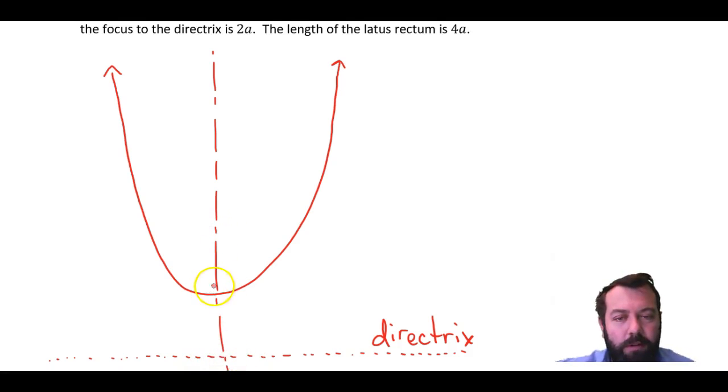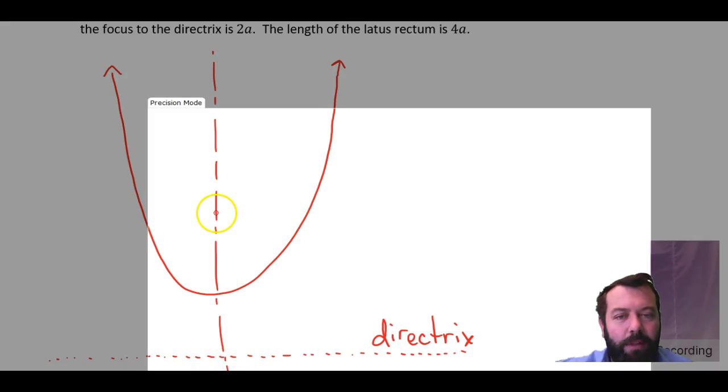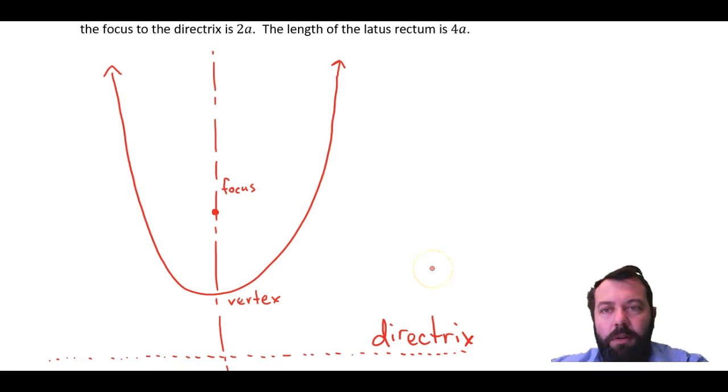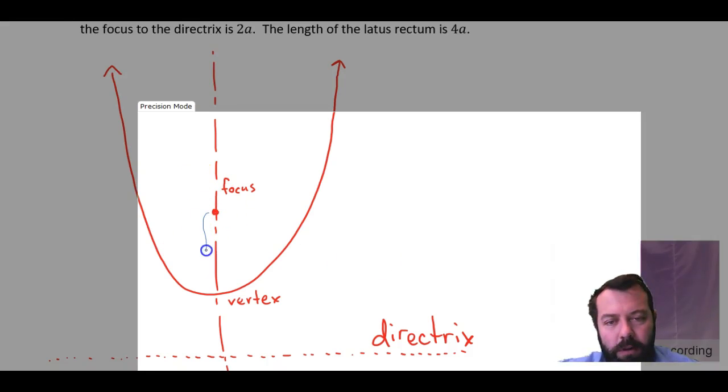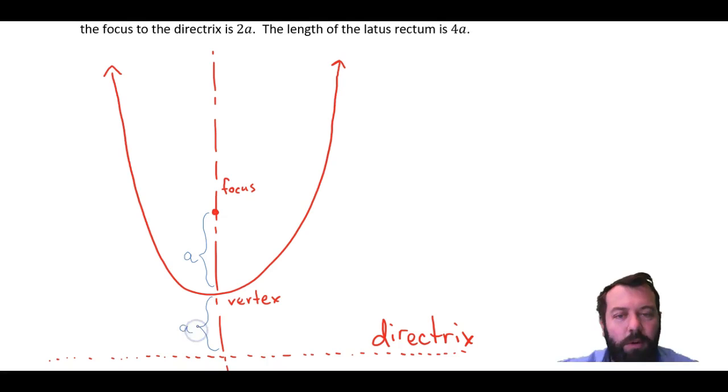Now my parabola is halfway between the directrix and a point, so I've got this distance here, go the same distance up here, and this will be my focus. Right, that's my focus. And this here is my vertex. The distance from the focus to the vertex is called the focal length. We call it a. And from the vertex to the directrix is also equal to a. That's one focal length.